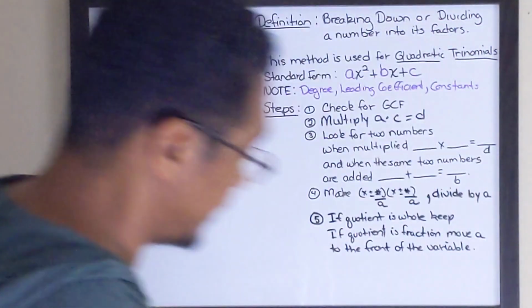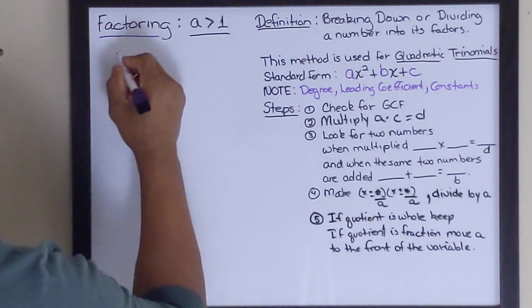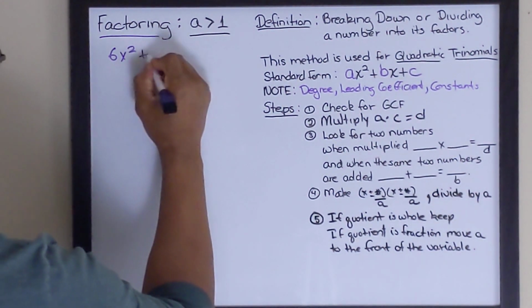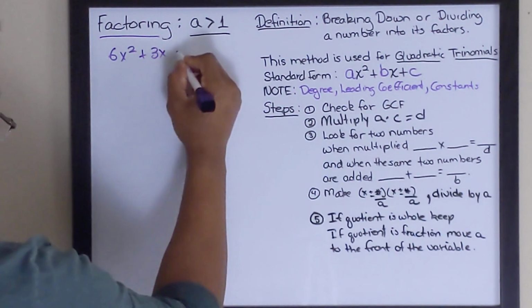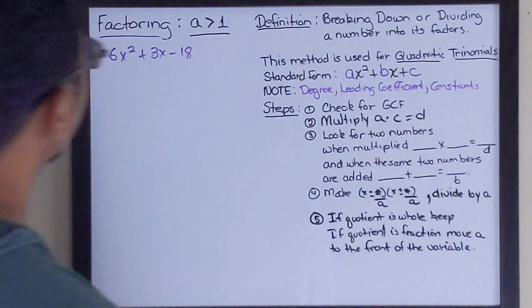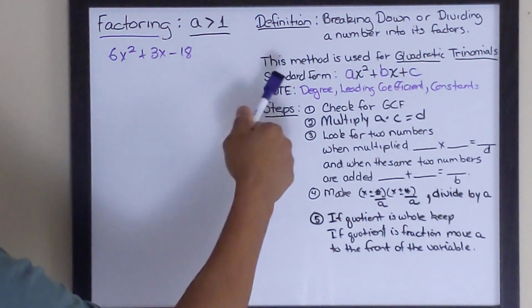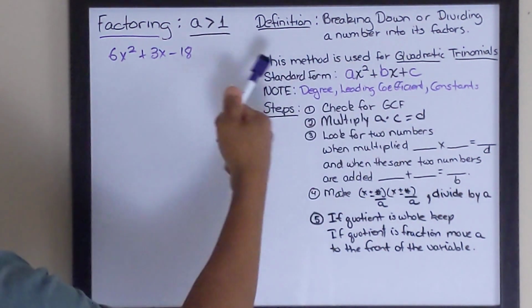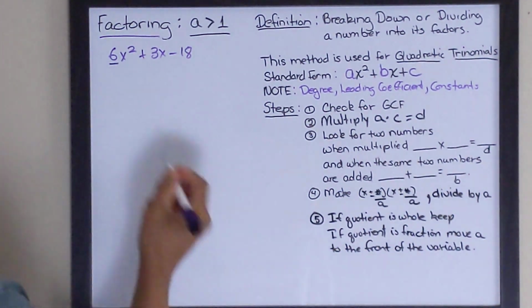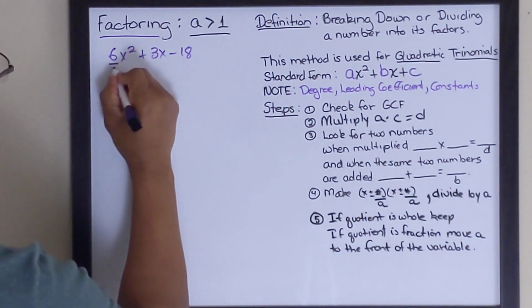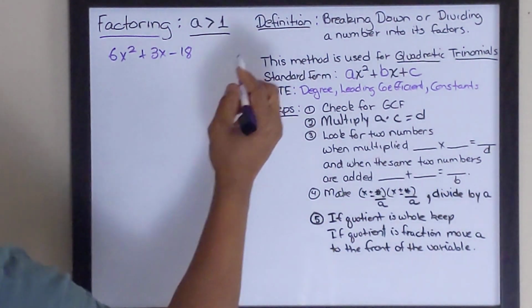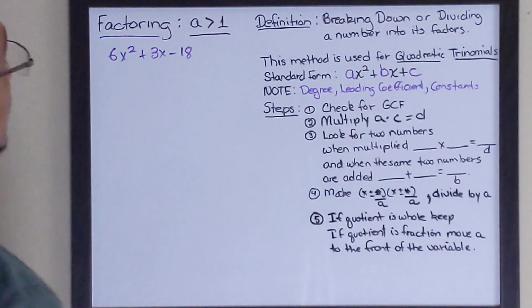The next problem is 6x squared plus 3x minus 18. And once again, we're going to use a is greater than 1 factoring, simply because we're looking at this problem and the value of a here is greater than 1. So this is going to be our a. Before we start, let's look at the steps to see how we can solve this problem.